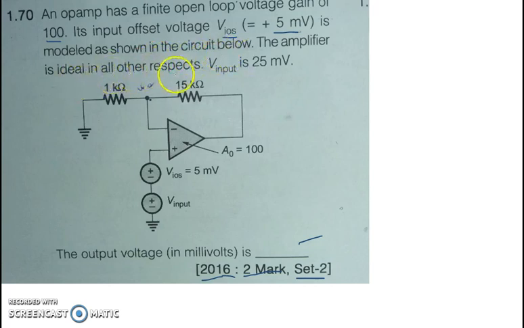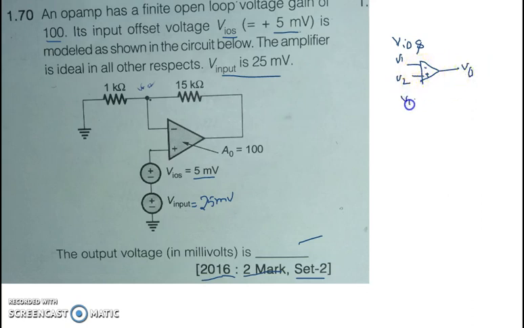The amplifier is ideal in all other aspects. So here the input voltage given is 25 millivolts, and the input offset voltage is 5 millivolts. Coming to the input offset voltage, that is VIOS. Input offset voltage means, if I take an op-amp like this, and the input is not connected to both V1 and V2, let's take the output as V0.